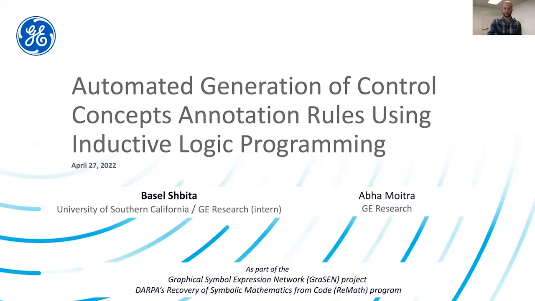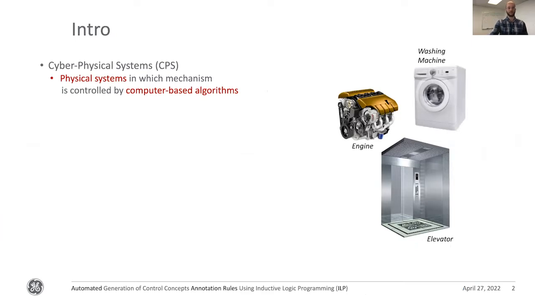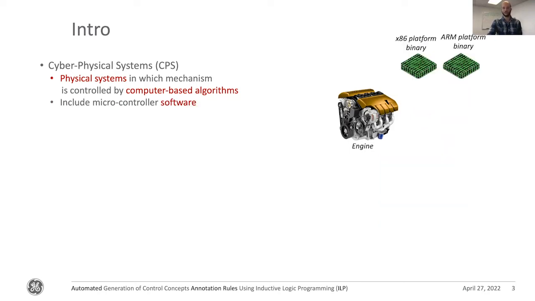So let's start with some intro. Cyber physical systems, I'm sure you've heard of them. They are everywhere. These are physical systems that are controlled by computer-based algorithms. So think about your washing machines at home, car engine, elevator, dryer, etc. These all have different microcontrollers, and these microcontrollers include software. And software could be just a binary that does not have any documentation that exists somewhere, or it could have an actual code attached to it.